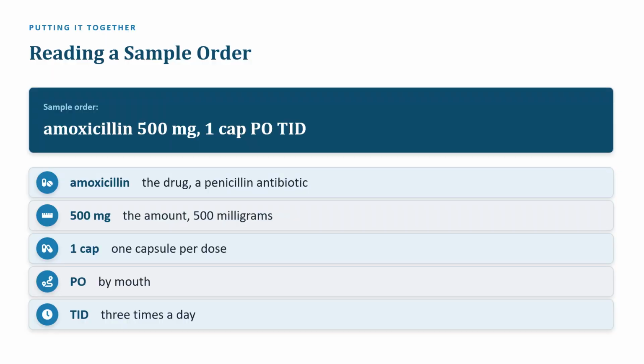Put it all in plain language, and the order says give 500 milligrams of amoxicillin as 1 capsule by mouth 3 times a day. That is a complete, readable instruction, and you decoded every part using the skills from this series. This is the fluency we have been building toward. When you can look at an order and confidently state the drug, the amount, the form, the route, and the timing, you can carry it out accurately, teach the patient clearly, and catch anything that looks wrong. Practice reading orders this way, one part at a time, until it becomes second nature.